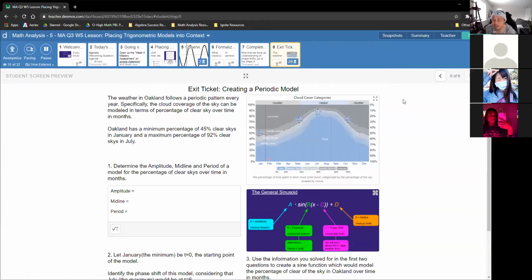Would the period be 1 year? Yeah, it would be, Victoria. However, notice that we're measuring time not in years, but in months. So what would our period actually be?